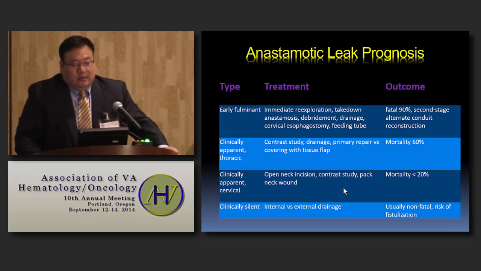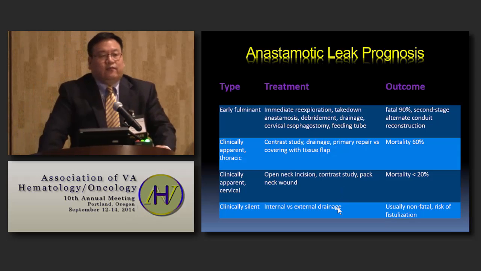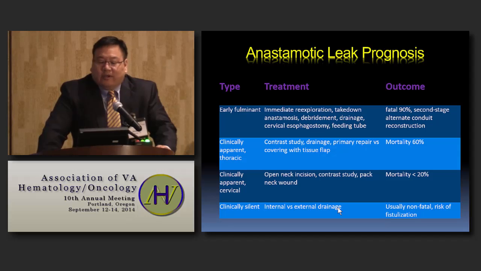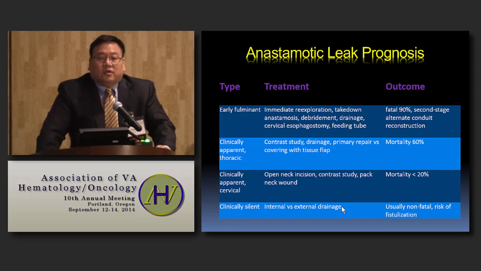How do we manage it? Well, the patients that present in fulminant shock require immediate re-exploration, takedown of the anastomosis, removal of gastric conduit, creating a cervical spit fistula, and a feeding tube. Needless to say, this is oftentimes a fatal consequence. If patients are fortunate to survive this, they are candidates for potentially second stage conduits with a colon or jejunal interposition graft.